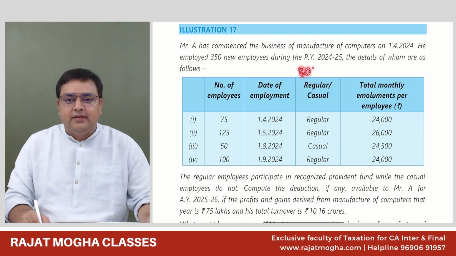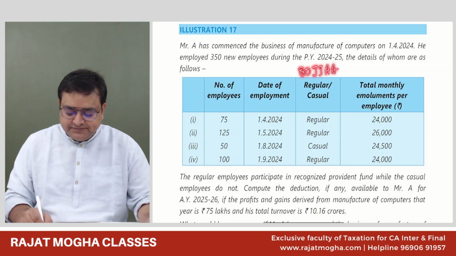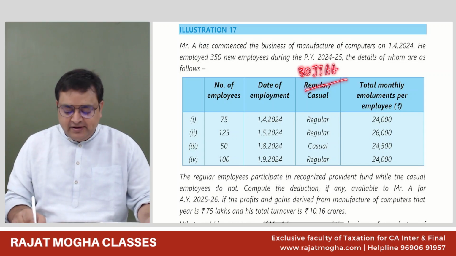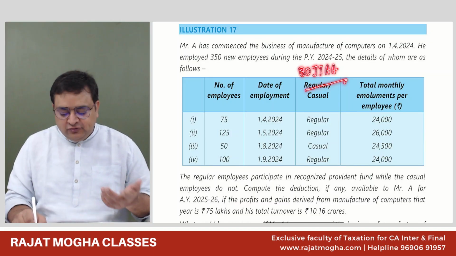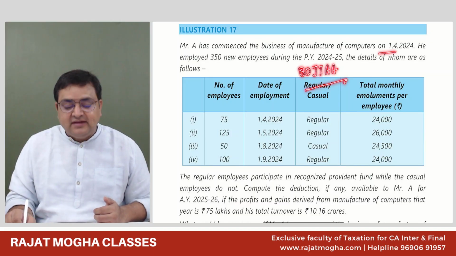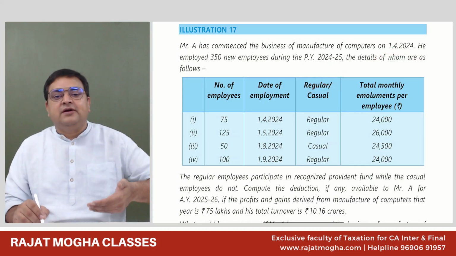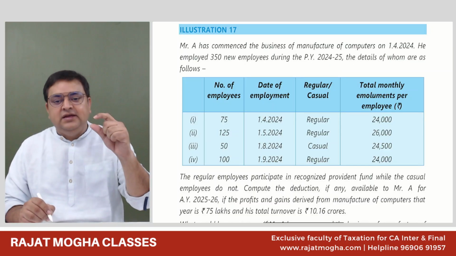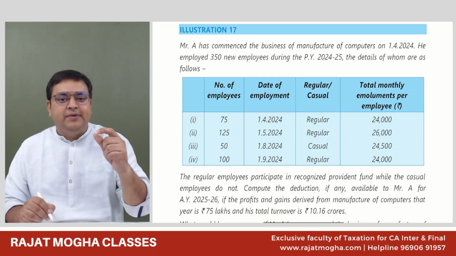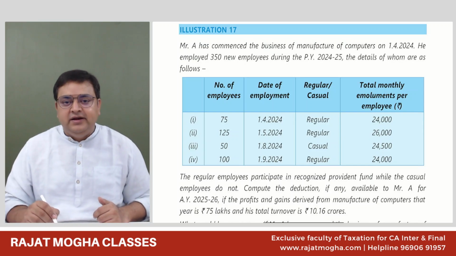Which one? Anybody remembers that deduction? 80JJAA. Correct? So we have 80JJAA. This says that we will give you deduction with respect to the new employment. If you have given new employment, since this assessee has just started his business in this year. So what does new employment mean? New employment means that as compared to the last year, if your number of employees is increasing, then for that increase in the number, whatever wages you are paying, 30% of such wages or salary would be the deduction under 80JJAA.